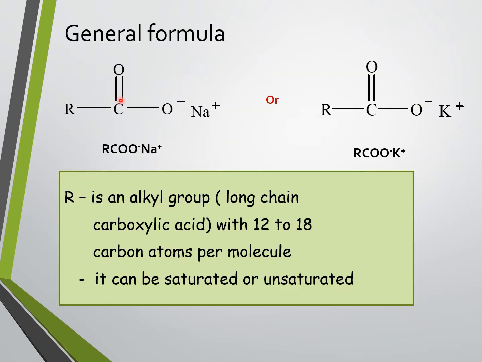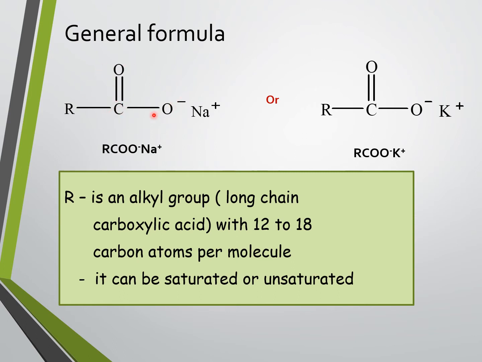We have the general formula here. This is the general formula for soap. RCOOH. R is the hydrocarbon chain containing carbon and hydrogen. The R actually is longer, and R is just a short version for writing. But in real chemistry, it should be carbon and hydrogen in a longer chain. Now this is the functional group.